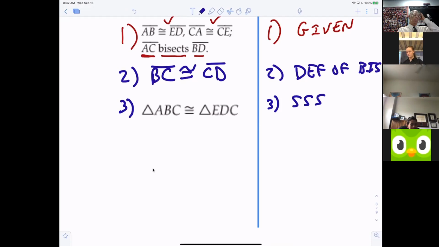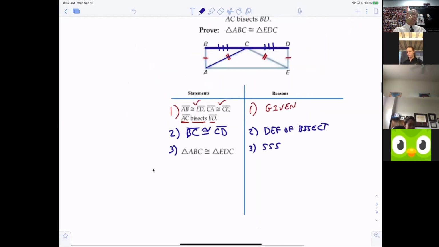The word bisect has nothing to do with angles here. You can bisect an angle or you can bisect a segment. Did that help you? You sure? All right, well, tell me again. I want it to be a lot. AC bisects a segment, not an angle. Right? And some people have this problem.